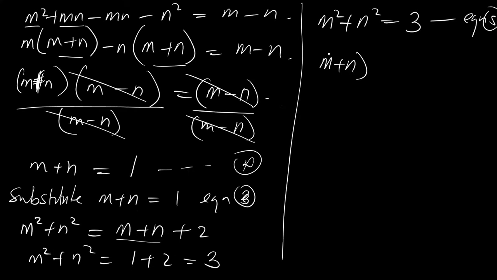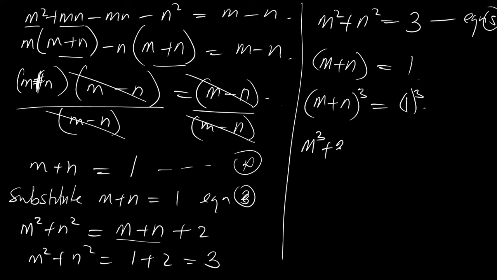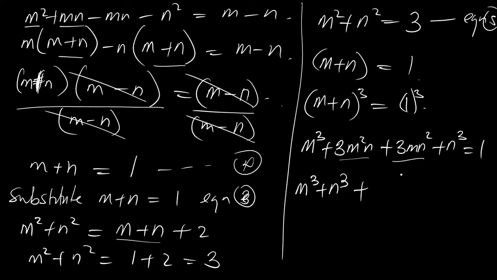Now, we know that m plus n is equal to 1. So if we now say m plus n all cubed is equal to 1 cubed. Now, if you open up this bracket, you have m cubed plus 3m squared n plus 3mn squared plus n cubed equal to 1. Now you have m cubed plus n cubed plus, what is common here is 3mn. So you factor it out: if you divide 3m squared n by 3mn, you have m, and if you divide 3mn squared by 3mn, you have n.